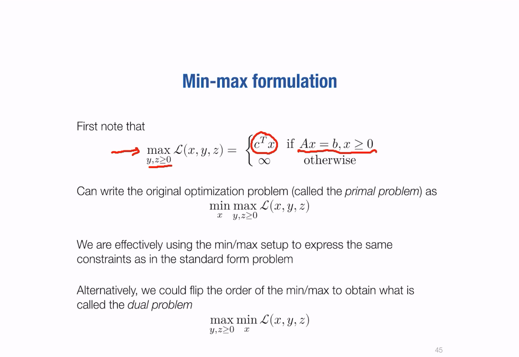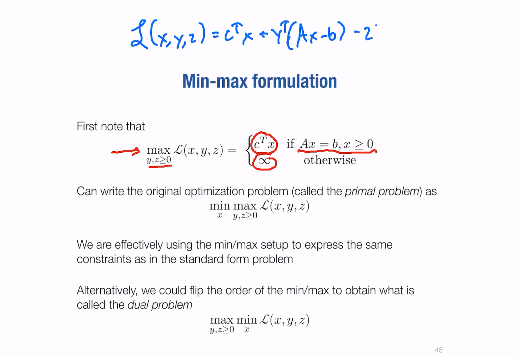And see why this is the case. It's actually pretty easy to see. If these constraints are not satisfied, the solution will actually be infinite. So let's just consider our Lagrangian here. Our Lagrangian is equal to c transpose x plus y transpose (Ax minus b) minus z transpose x. So the Lagrangian is equal to this thing.